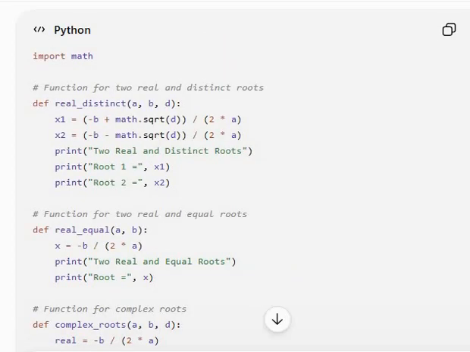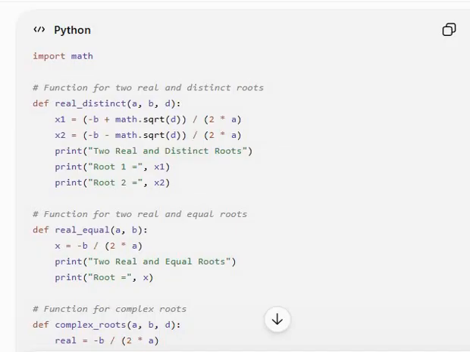So look at this program. I have three functions. One is real distinct with three parameters a, b, d. Real equal, we have two parameters a, b, and complex roots. The number of parameters depends on the requirement. For real equal, we need only minus b by 2a, so two parameters are there. For real and distinct, I need a, b, d.